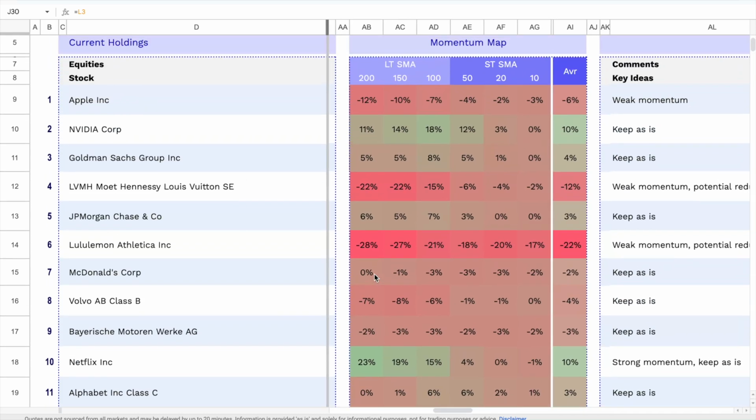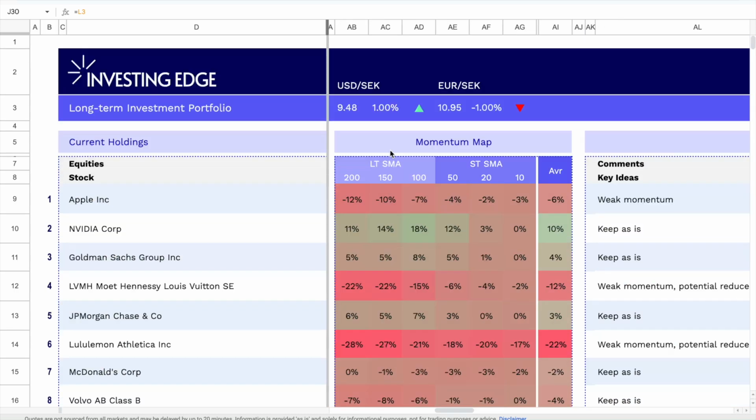Now, of course, I would try to avoid Apple in this case. I would also avoid LVMH and Lululemon as well, as that's bright red. Now, of course, when investing in stocks for the long term, the momentum is really not that important. It's more of a short-term indicator.